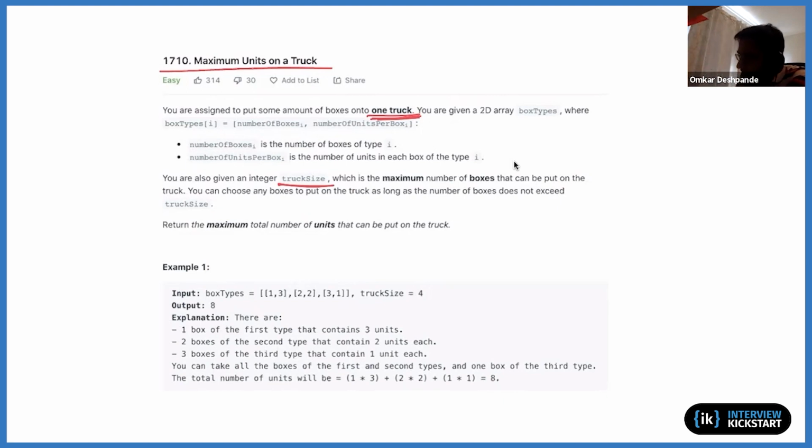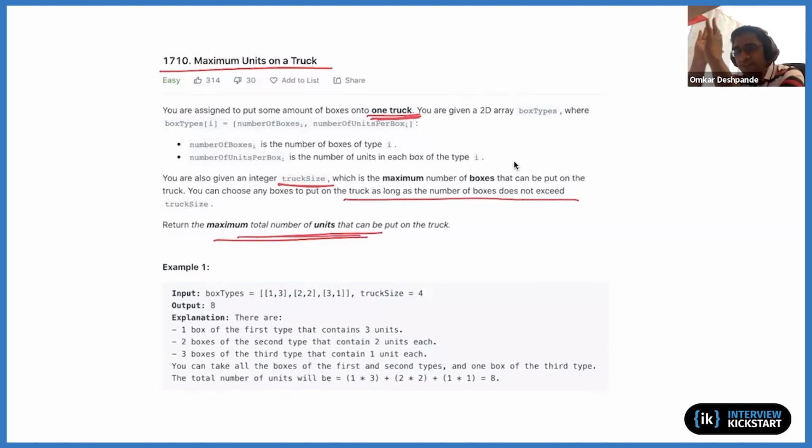Your goal is to transport, or to fit into the truck, the maximum number of toys. Right? We are not trying to maximize the value or minimize the number of boxes or do anything else. You're simply trying to maximize the total number of toys that can be put on the truck.